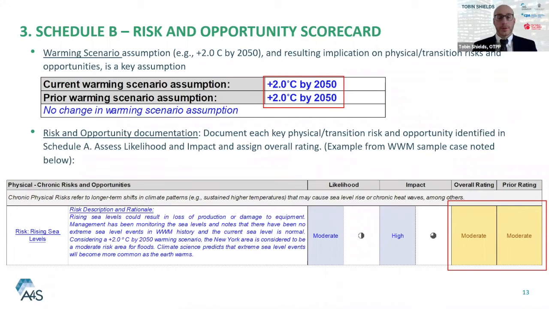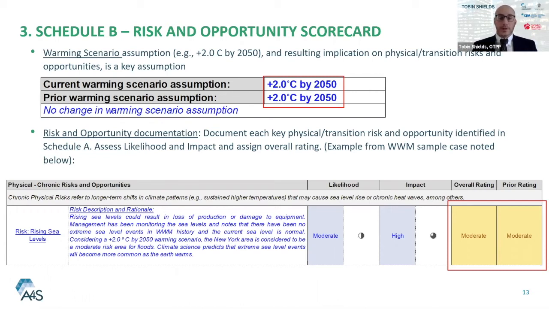Schedule B, Risk and Opportunity Scorecard. In the top section, you'll notice we have the warming scenario assumption. A key assumption for the analysis is the forecasted warming scenario. For example, +2 degrees Celsius by 2050, and the resulting implication on the physical and transition risks and opportunities. This assumption appears at the top of the schedule because it is a key driver.